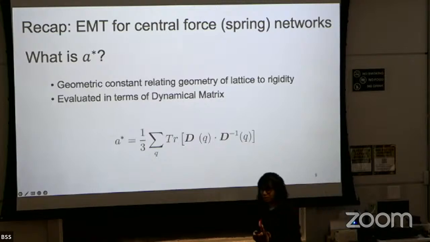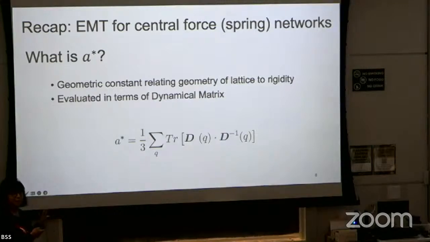Okay, so then, we had started talking a little bit about what a star is, and I'm going to talk a little bit about what the dynamical matrix is, and how we calculate a dynamical matrix, all of these things today, right? So a star is a geometric constant. It's a property of the network topology, right? What is the network? What is the dimension of the network? What is the coordination number? How are the springs arranged? All of that stuff. And it's a property of a fully connected or ordered network, right? So it relates the geometry of the lattice to its rigidity, and it's evaluated in terms of the dynamical matrix. I will show you what the dynamical matrix is and how it's calculated.